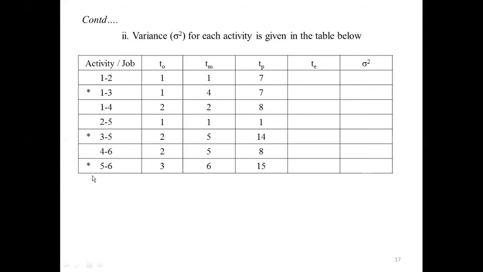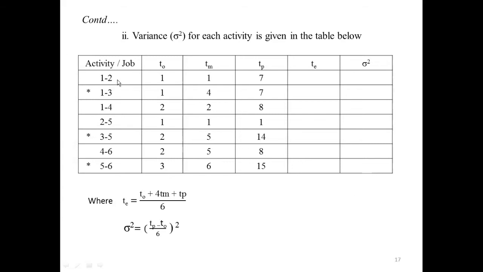After writing the star mark, whatever data is given with respect to each activity, you have to fill in: the T naught value, TM value, and TP value. Then after filling these three columns, you have to write TE and sigma square. To calculate TE, we have a formula: TE equals T naught plus 4TM plus TP divided by 6. And to calculate the variance sigma square, we have a formula: TP minus T naught divided by 6, whole square. If you use this formula and these values, you will get TE and sigma square values.